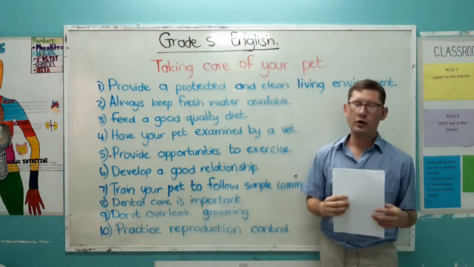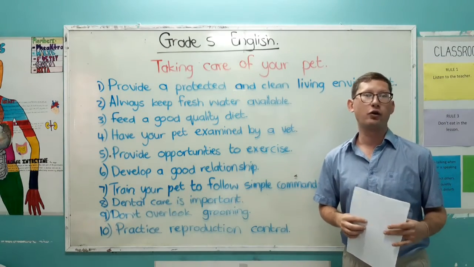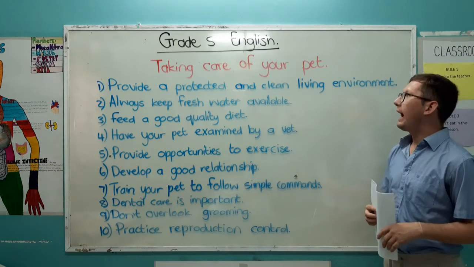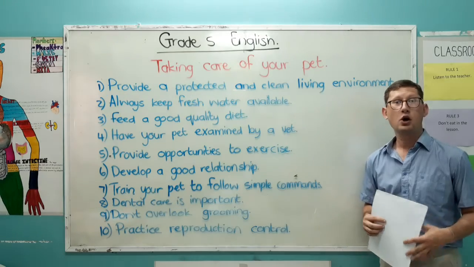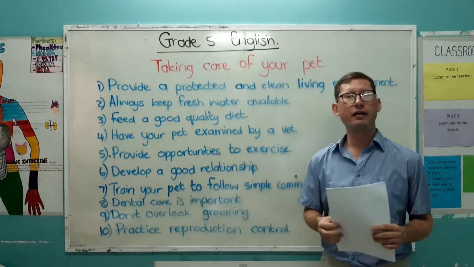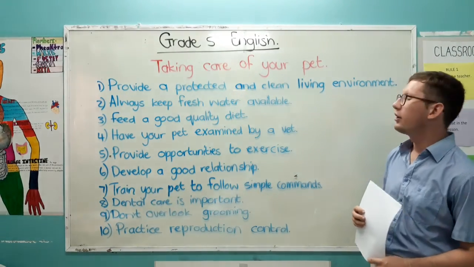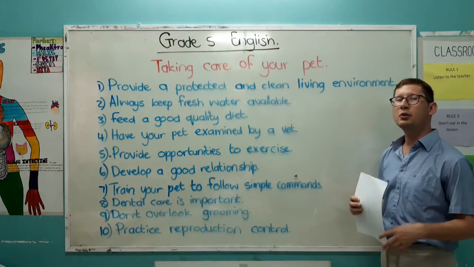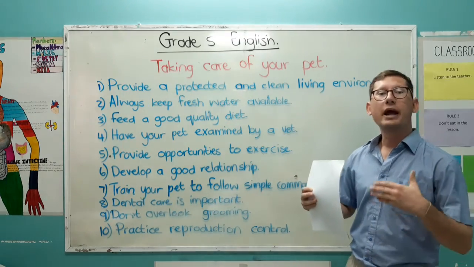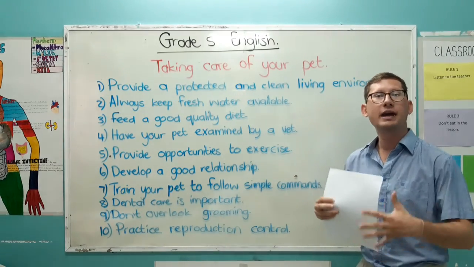Hi guys, I'm back. Okay, so let's have a look at the 10 examples of how to take good care of your pet. Okay, the first example would be provide a protected and clean living environment. What does this mean? When we say you must provide a protected and clean living environment, can you think of ways? Yes, very good. A protected and clean environment would be an area in your house or at your house where the dog or your pet cannot leave the house or the area he is living in.